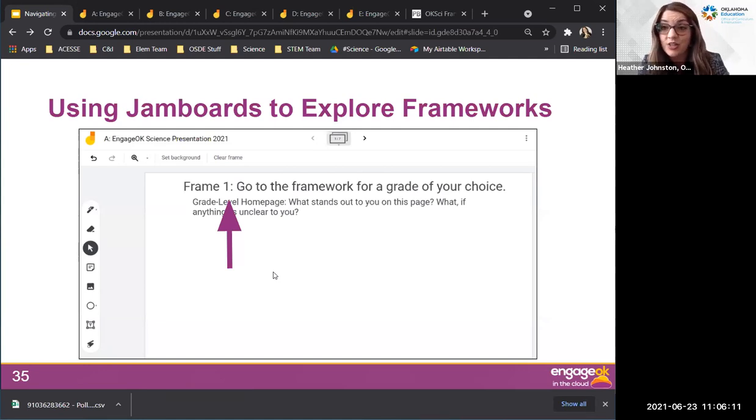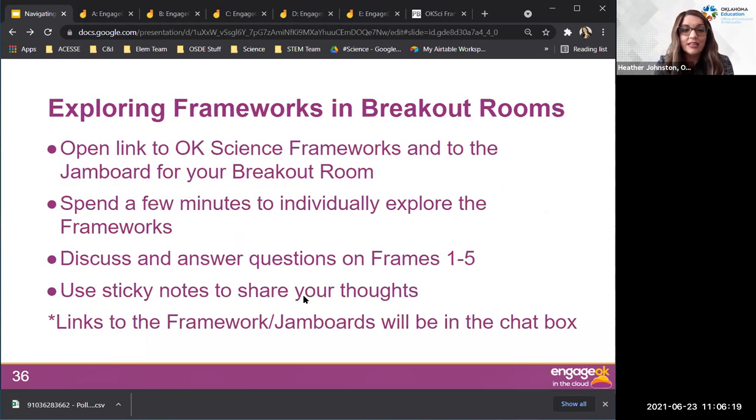Because that language could be new to you, we did go ahead and label that so you don't have to look at the tinier numbers up there at the top. So when we're exploring the breakout rooms, the first thing you're going to want to do is open the link to the Oklahoma Science Framework. So Gina will be dropping that in chat so that you have access to it. And then we'll open up the Jamboard links in just a moment.